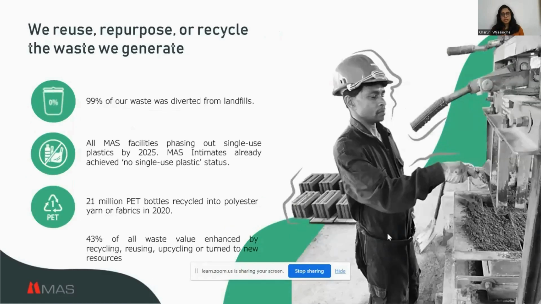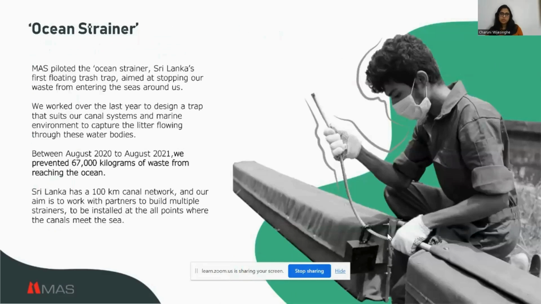So we have 90% of our waste diverted from landfilling. All MAS facilities, so MAS Intimates, have already achieved no single-use plastic status. So these are some activities that we are doing in our sustainability Plan for Change pillar. So we have done this Oceans Trainer. You might have heard about this earlier. We have piloted this Oceans Trainer in Sri Lanka. Between 2020 and August 2021, we have prevented 60,000 kilograms of waste from reaching the ocean.